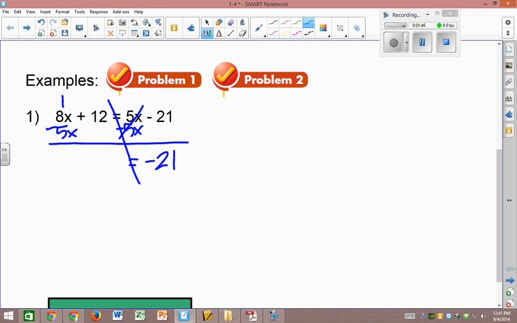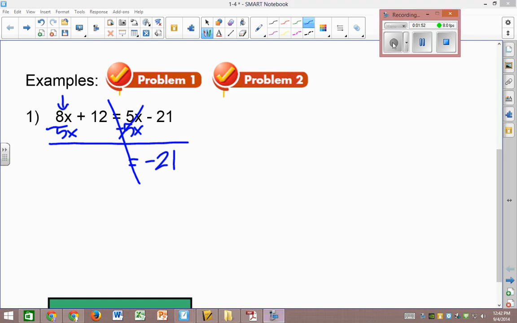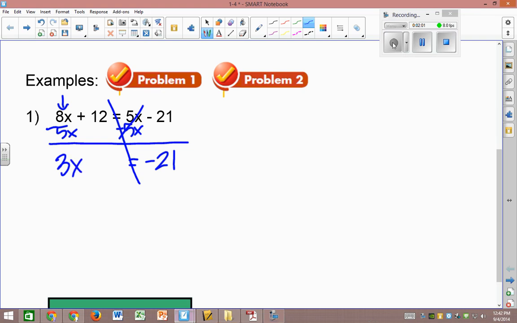These are now like terms, so remember like terms, you just combine. Those are like terms because they have the same variable, and when you have like terms, you just work with the coefficients. So what is 8x minus 5x? Should be 3 of them left. 3 x's left. And nothing happened to the 12, so that stays there.